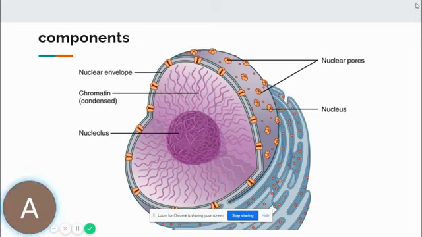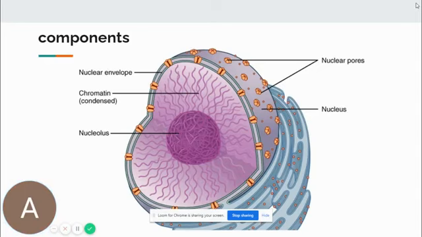Okay, so the components of the nucleus: there are three important components. Barring the nuclear pores, the three important components are the nuclear envelope, the chromatin, and the nucleolus. Okay, nuclear envelope, chromatin, and nucleolus. So usually the nucleus is located at the center of the cell, because it's the command center.